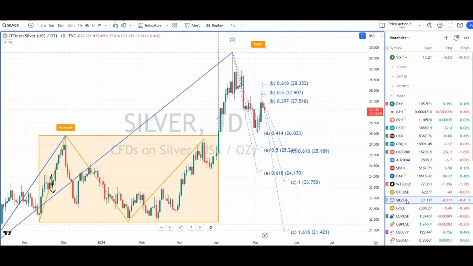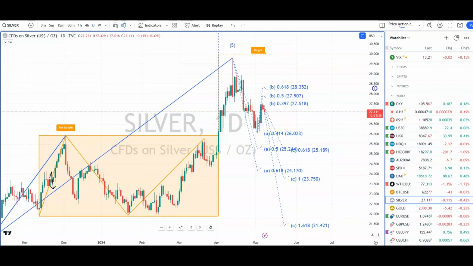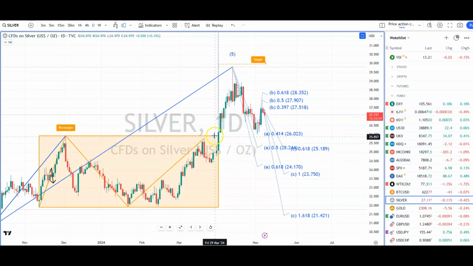Silver showing signs of a wave 5 reversal, called the Elliott wave. We did have a breakout of this rectangle, so that was a buying opportunity there, so look out for that in the future.